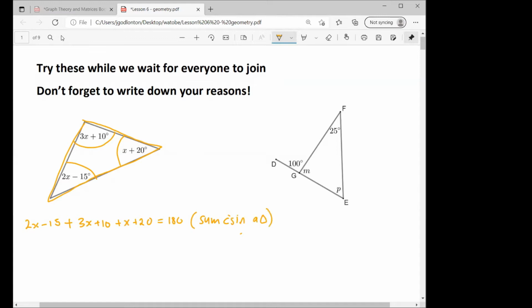Okay, and then I'm going to add all my x's together. So 2x plus 3x is 5x, plus another x is 6x. Negative 15 plus 10 is negative 5. Negative 5 plus 20 is 15. And so we land up with this equation. I'm going to move that 15 over. So 6x is equal to 180 minus 15, which is equal to 165. And then I'm going to divide both sides by 6, and I get an answer of 27.5 degrees. And that is my first question.